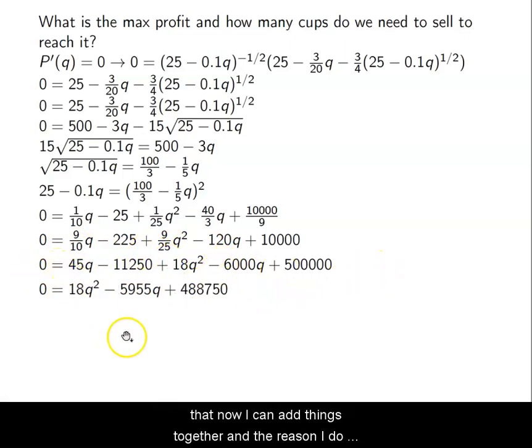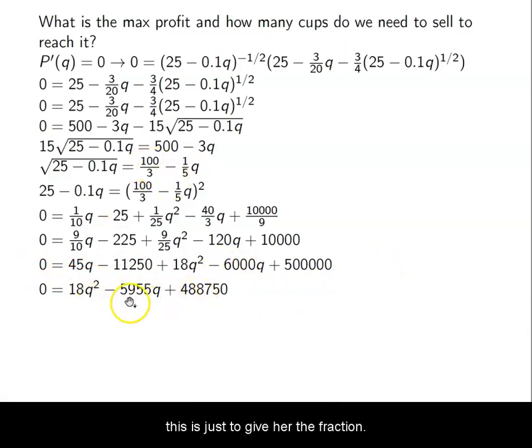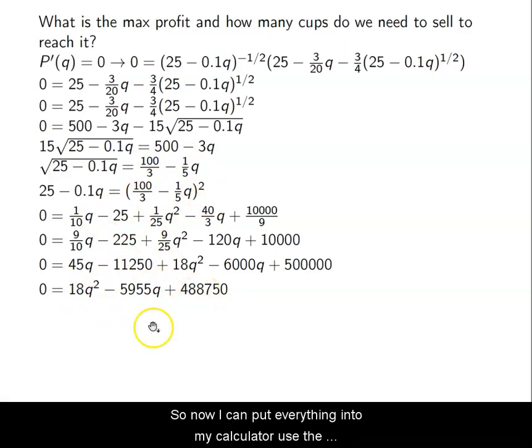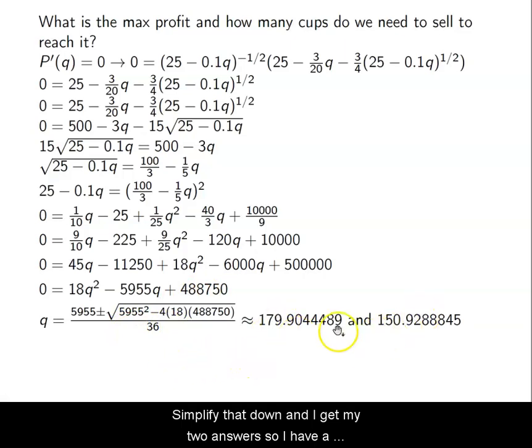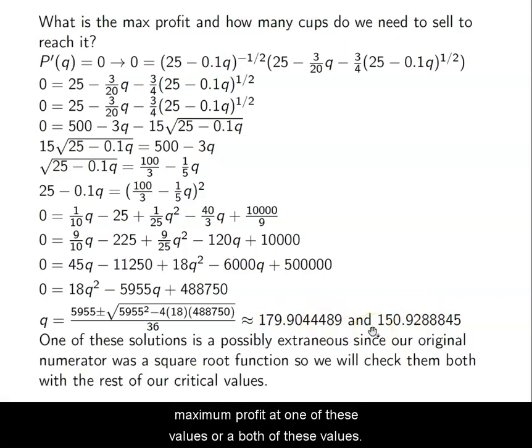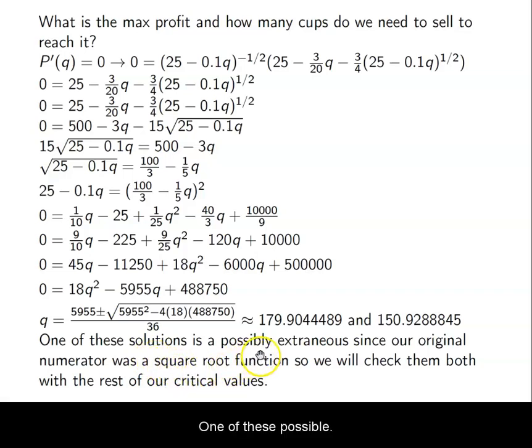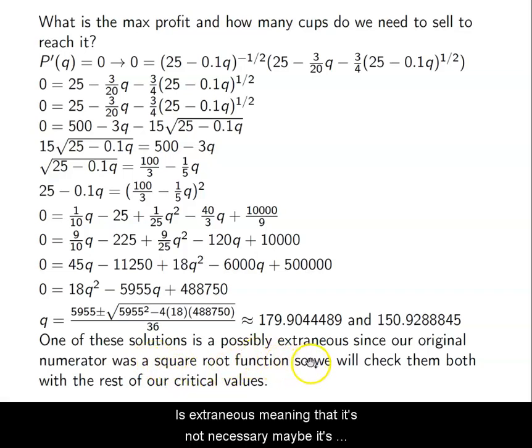Now I can add things together. Okay, and the reason I do this is just to get rid of the fractions. So now I can plug everything into my calculator, use the quadratic formula. Okay, simplify that down, and I get my two answers. So I have a maximum profit at one of these values, okay, or at both of these values, right? One of these possibly is extraneous, meaning that it's not necessary. Maybe it's a minimum instead of a maximum, or maybe it's just some extra thing that doesn't actually work with my function, right?